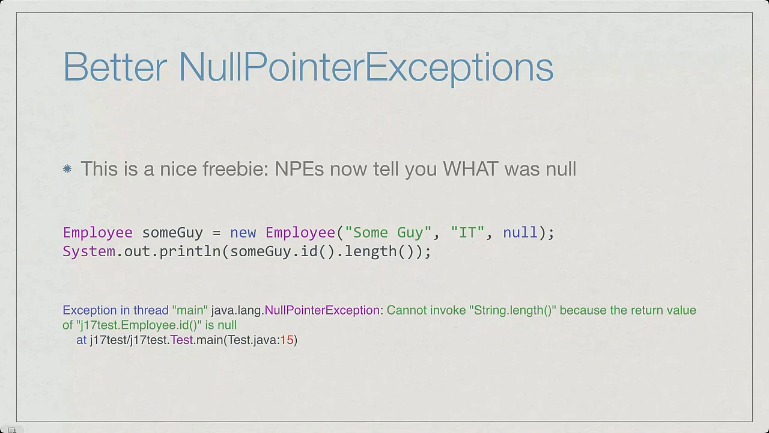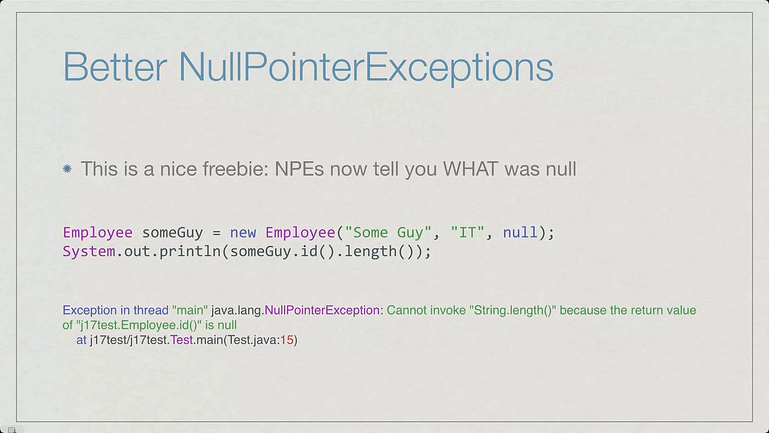Sometimes you still don't know why it's null, because that's your fault, but it will at least tell you what is null. So this is a tremendously useful feature, especially because Java 8 really encourages chaining methods, which is nice, except that if you have a null pointer exception, you're out of luck.